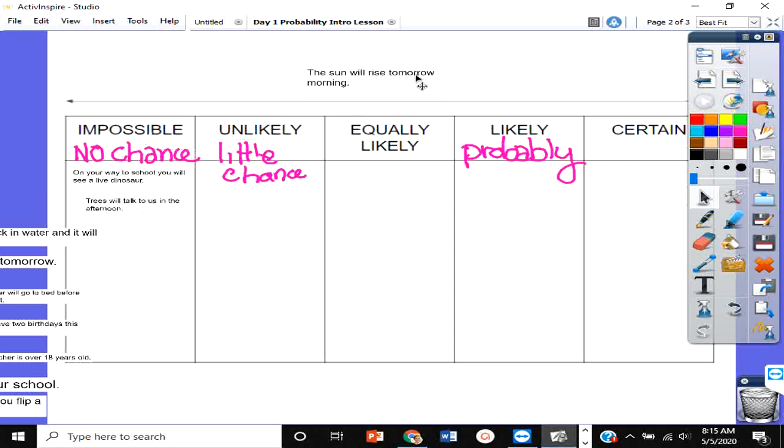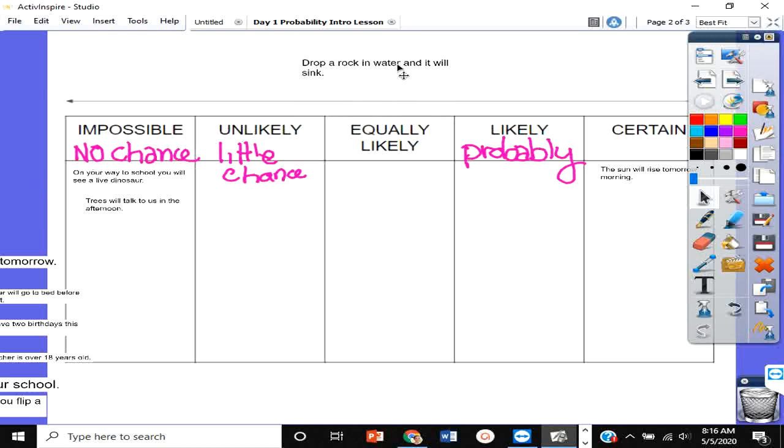Let's take a look at this third statement. The sun will rise tomorrow morning. Well, if I'm thinking about it, the sun has always risen every single day. Even if it's hidden by clouds, the sun is still in the sky, so I have to put it at certain. There's a certain chance, 100% sure it will happen.